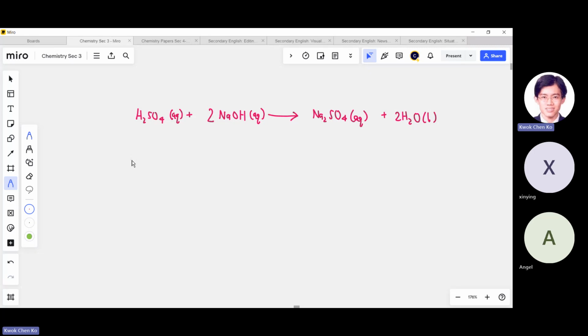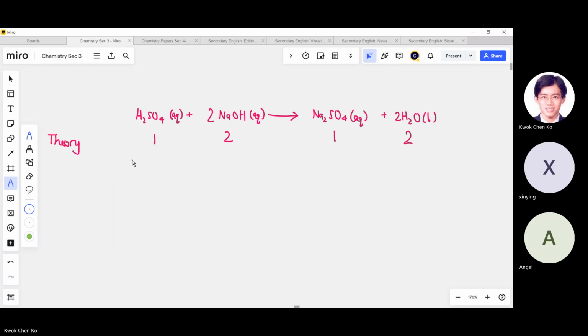Okay, so same thing. I write my theoretical ratio. Very simple. Look at the coefficients. 1, 2, 1, 2. So these are based on the coefficients of your equation.